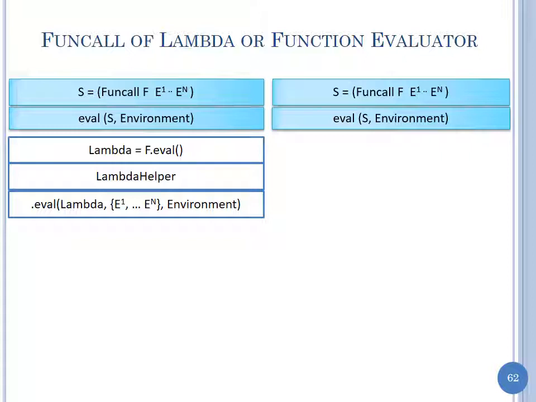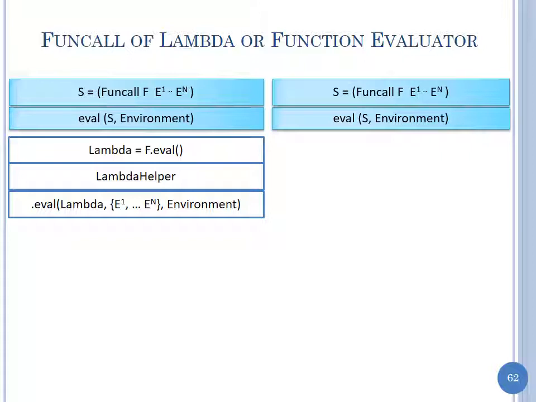So let's also get this in our head right now. When you prove a theorem, there are a lot of lemmas, and you have to keep track of all the lemmas to prove the theorem, and that's kind of what's happening here. All the pieces haven't quite sunk in, and that's why implementation is good. So when we do an eval, when we do func call, so far we've been checking if f happens to be a lambda expression. If f happens to be a lambda expression, we do lambda equals f.eval and lambda helper.eval lambda, and so on.